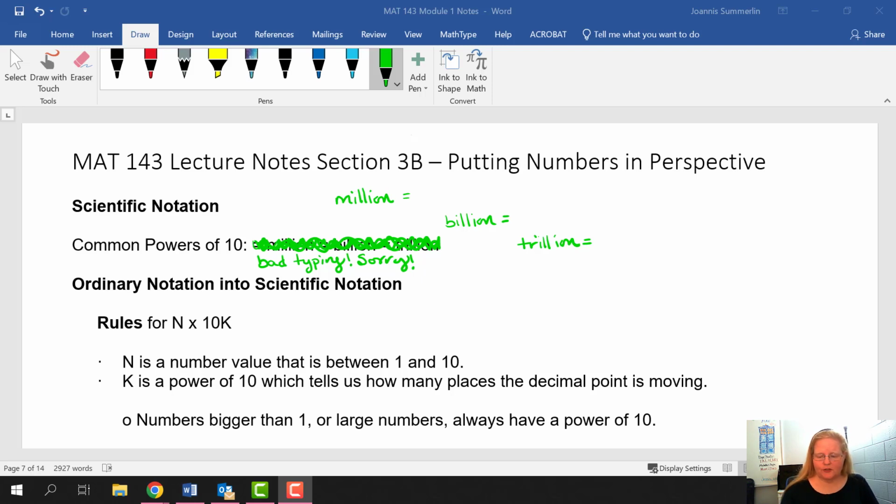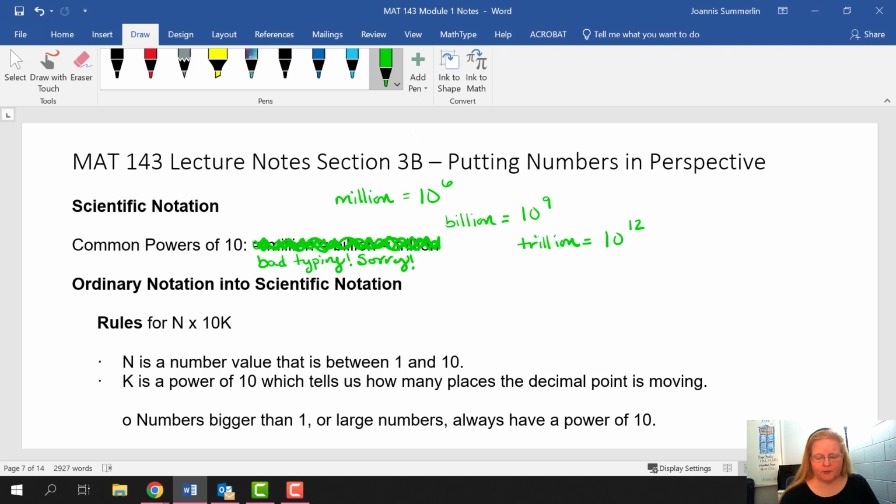When I was redoing the notes, it got all jumbled up together, so we're going to do them out pretty for you. Millions is equal to 10 to the 6th power. Billions is 10 to the 9th power, and trillions is 10 to the 12th power. It's convenient for you to have that memorized. Just wanted to let you know.